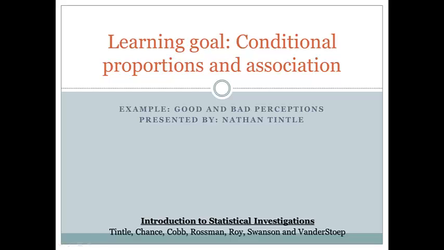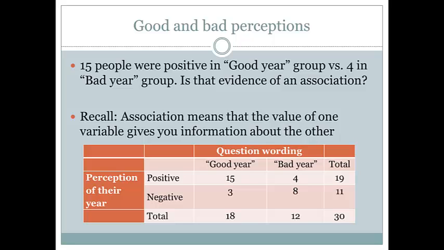In this Learning Goal video, we will discuss conditional proportions and the concept of association. We will use the good and bad perceptions data set to talk about this learning goal. In the good and bad perceptions data set, 15 people were positive when they were asked the good year question. 4 people were positive when they were asked the bad year question. Is that evidence of an association?